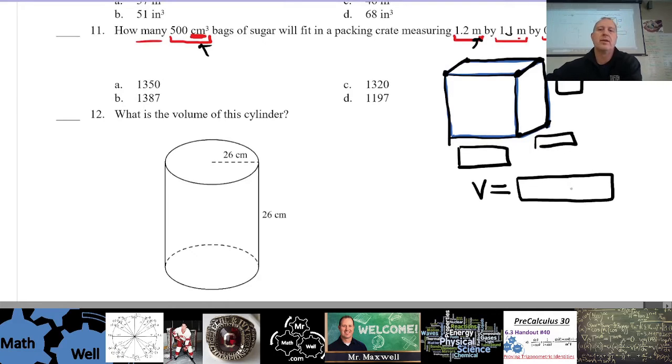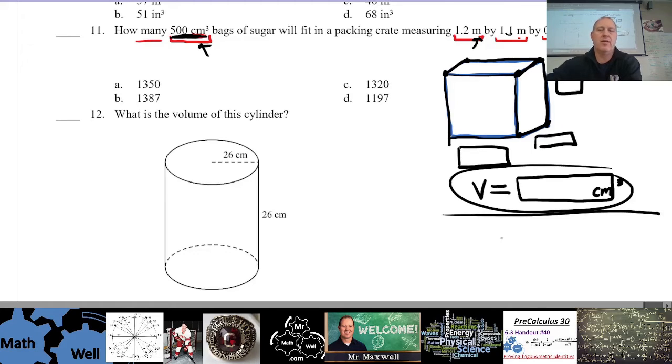Just don't talk. So you got a volume for this in centimeters cubed, right? So you got a total volume in centimeters cubed. If you want to know how many bags this size will fit in there, then you take the volume and you divide it by the volume for each bag. So 500 centimeters cubed. And that's your answer right there.